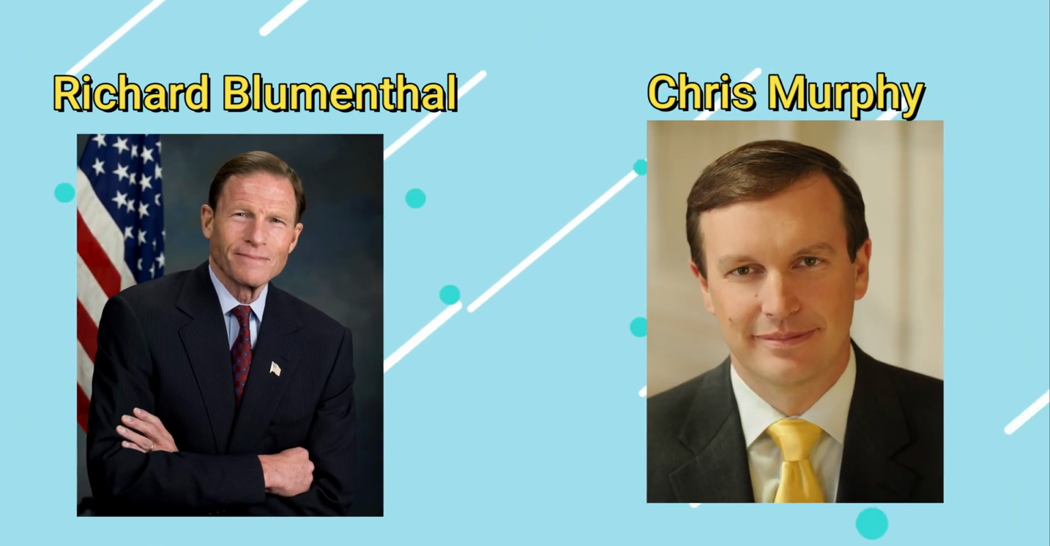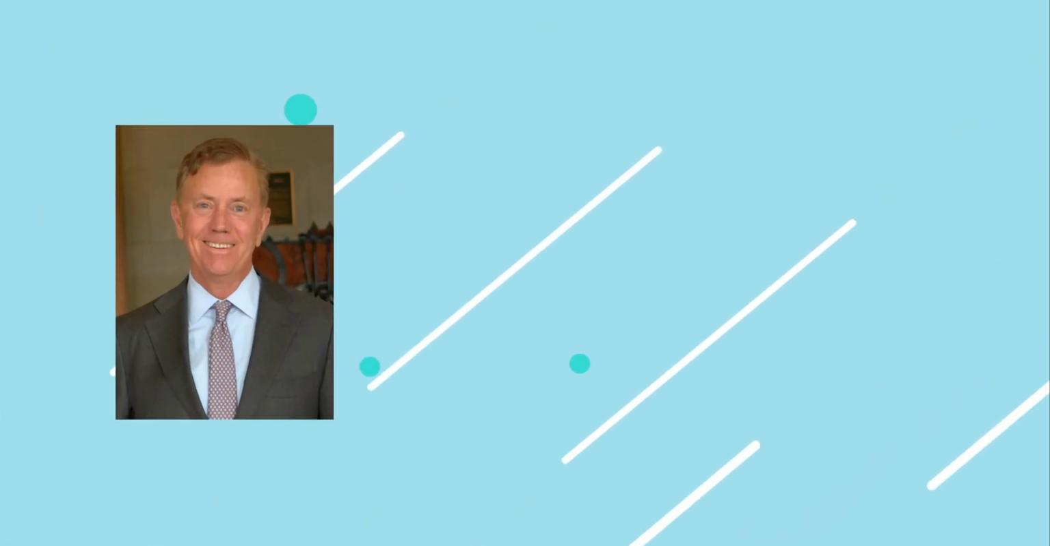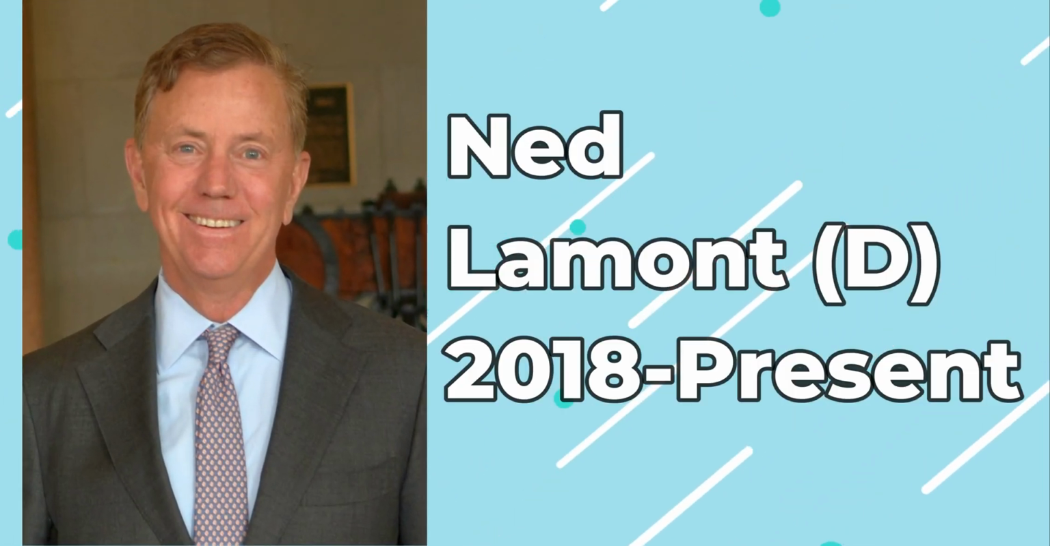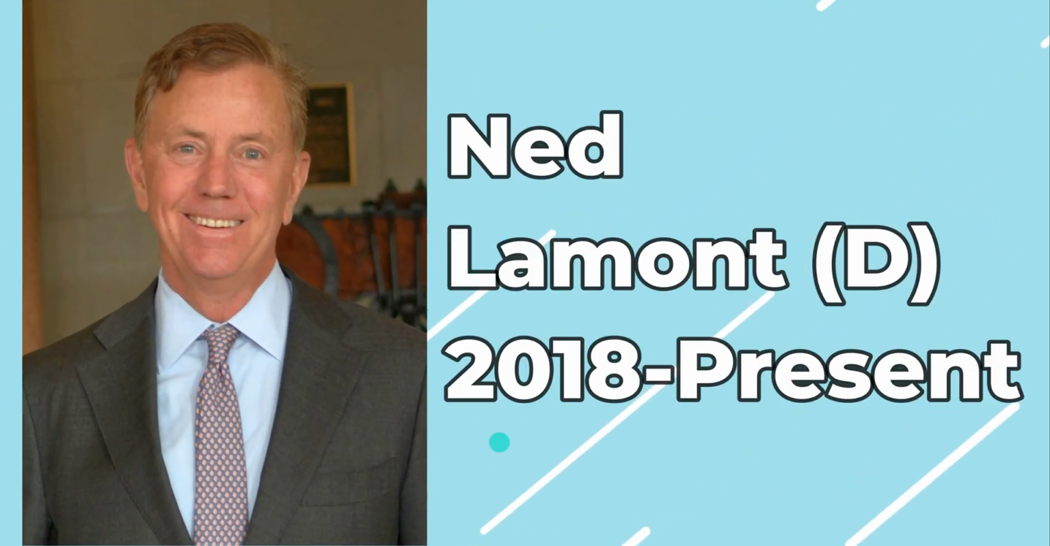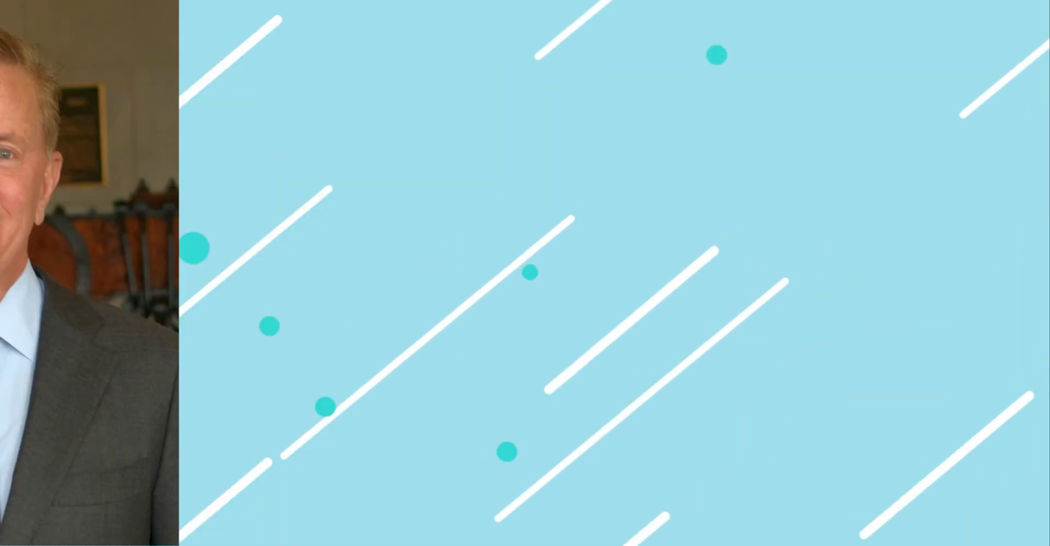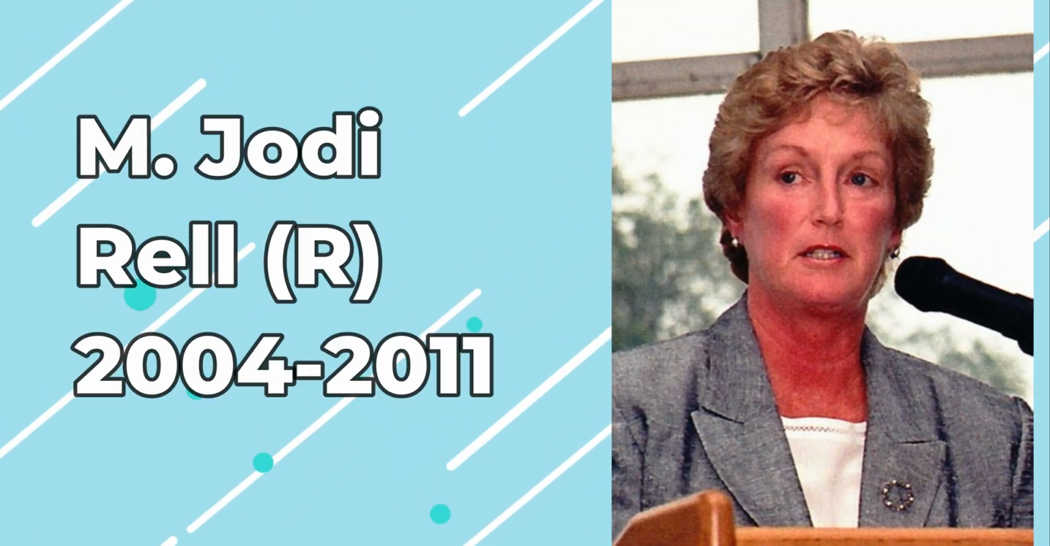The state has 2 Democratic senators, Richard Blumenthal and Chris Murphy, and all of its House members are Democrats. On the state level, Connecticut's governor is Democrat Ned Lamont, who was elected in 2018 and re-elected in 2022. The last Republican governor was M. Jody Rell, governor from 2004 to 2011.